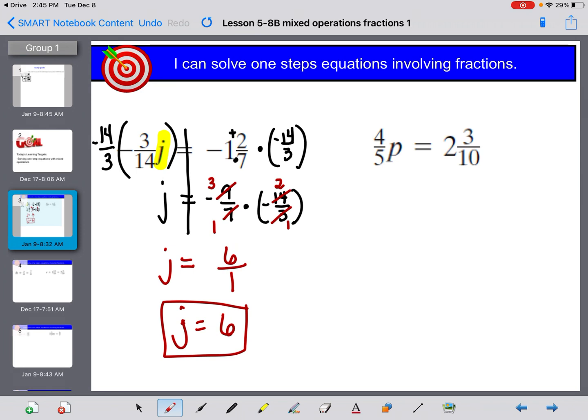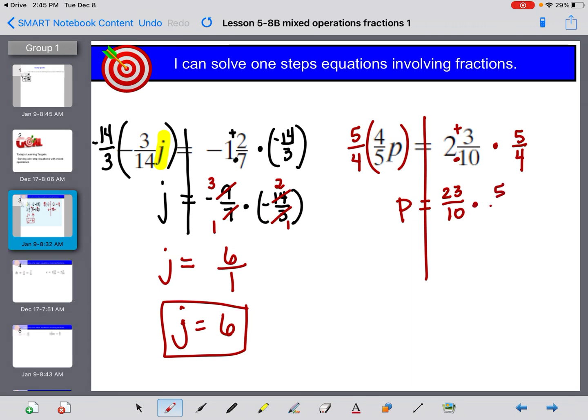I'd like you to pause the video and try the next one, which is like it. Come on back and then we'll practice another skill. While the video was paused, you should have multiplied both sides by 5/4. To multiply mixed numbers, you learn to change them to improper. 10 times 2 is 20. 20 plus 3 is 23/10 times 5/4.